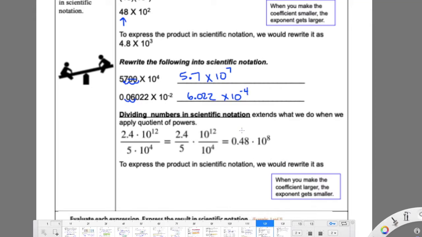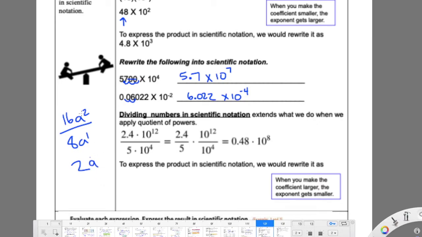Okay, so dividing numbers in scientific notation extends what we do when we apply quotient of powers. When we multiplied, I showed you that up there as a quick example, but if I did the same thing here, and let's say I had 16a over 8a squared, you divide the numbers. 16 divided by 8 gives us 2, and instead of adding the exponents, when I'm dividing, I subtract. Remember, if I don't see an exponent, it means it's 1. So 2 minus 1 would be 1, so a to the first power. And again, I don't have to put the 1 there. I would just do that.